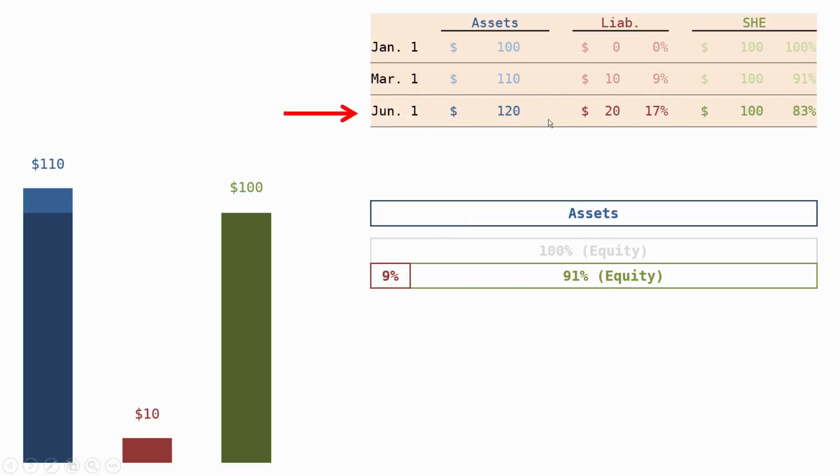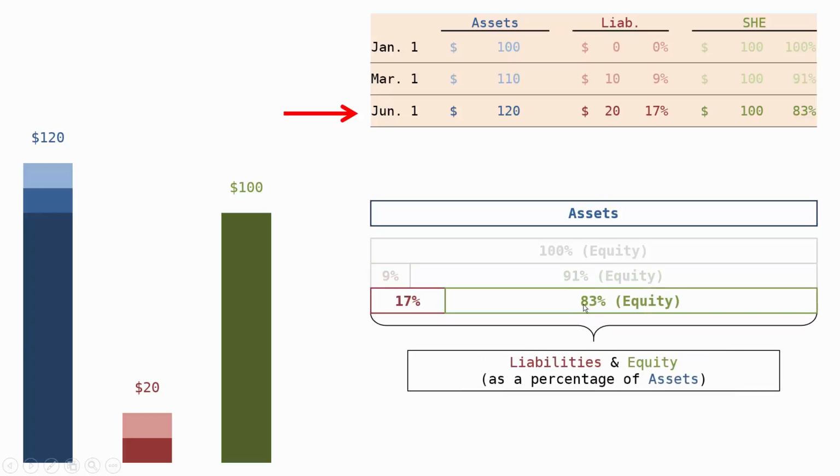On June 1st, let's say we decided to get another $10 worth of debt. The effect of this would be to increase our total assets to 120 and increase our debt to now 20. The effect is to change our capital mix from 91% equity to 83% equity, 17% debt. So you can see now that the amount of total assets that stockholders have claim to is decreasing as we increase total debt.